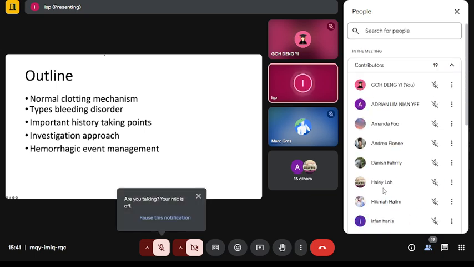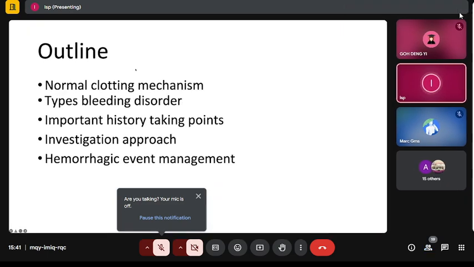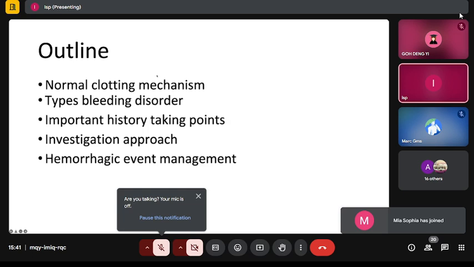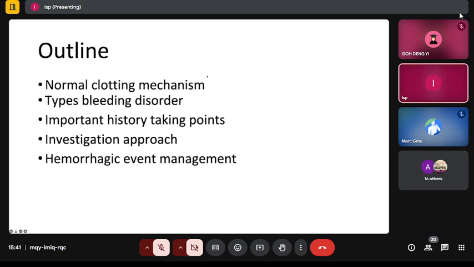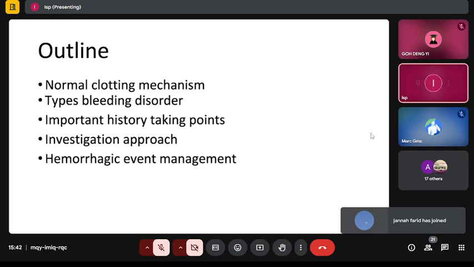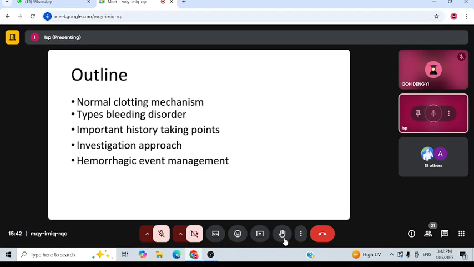So for bleeding disorders, what you need to know is what a normal clotting mechanism is, and the basics, the few types of bleeding disorder that are common in our population. In this lecture, you need to know the important history particularly related to bleeding disorders, how we investigate and approach bleeding disorders, and how we manage an acute bleeding event.